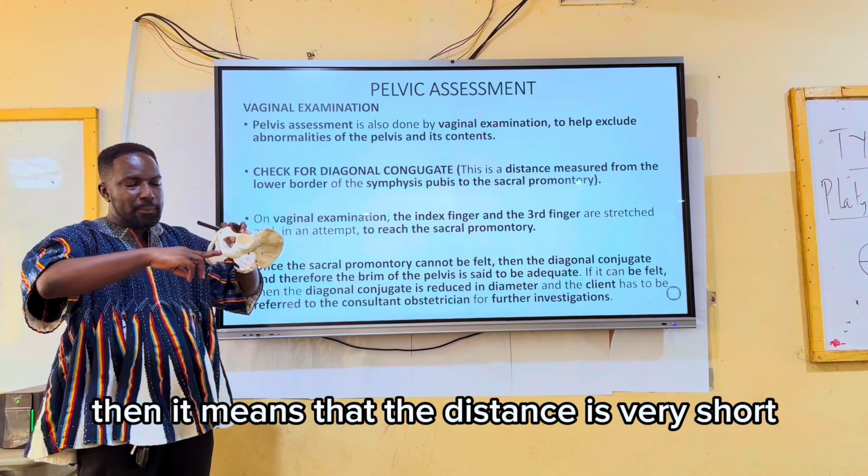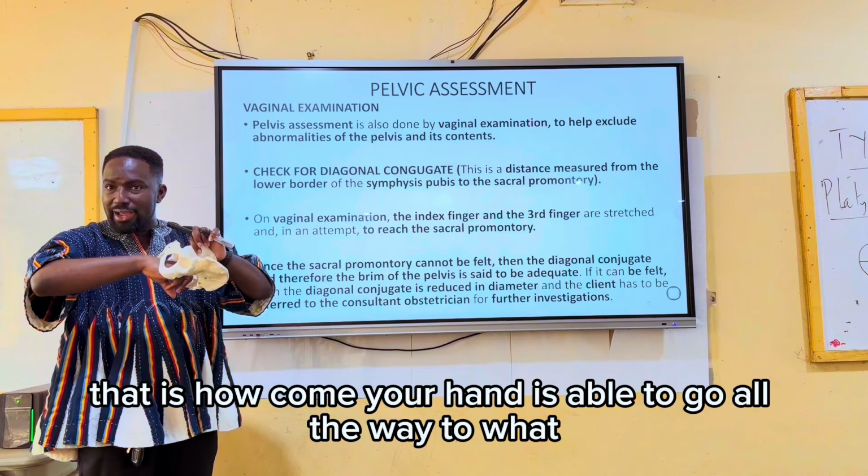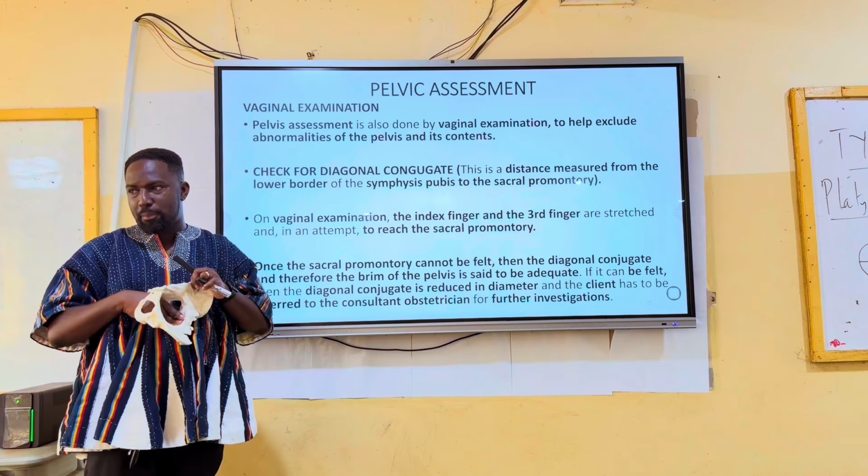In the normal situation, you are not supposed to feel the sacral promontory. But if you are able to feel it, then it means that the distance is very short. That is how come your hand is able to go all the way to what? The sacral promontory. Is that clear?